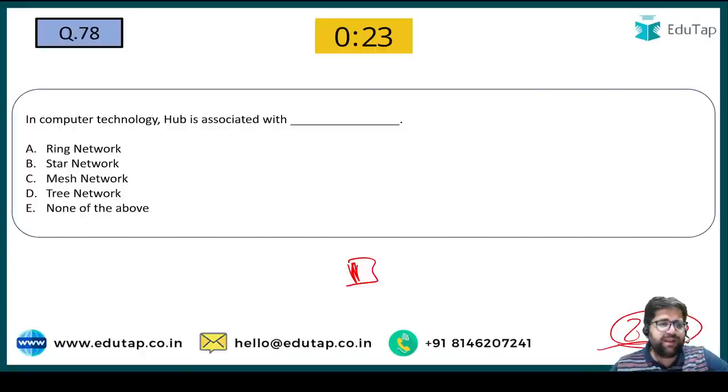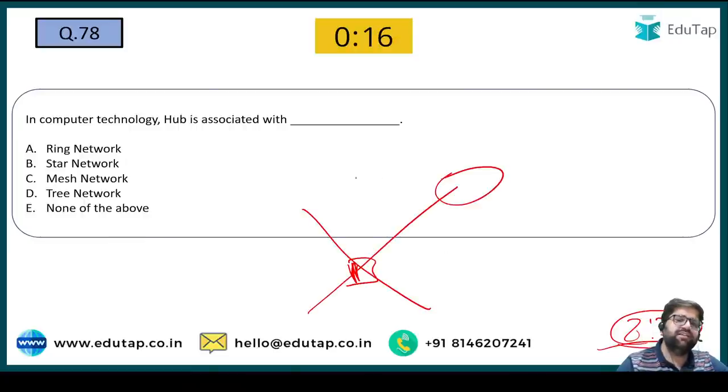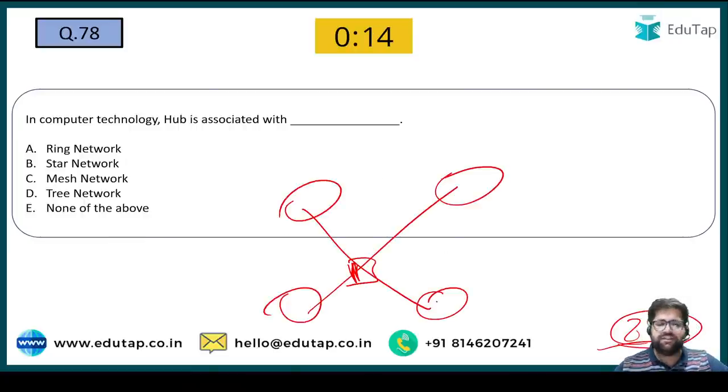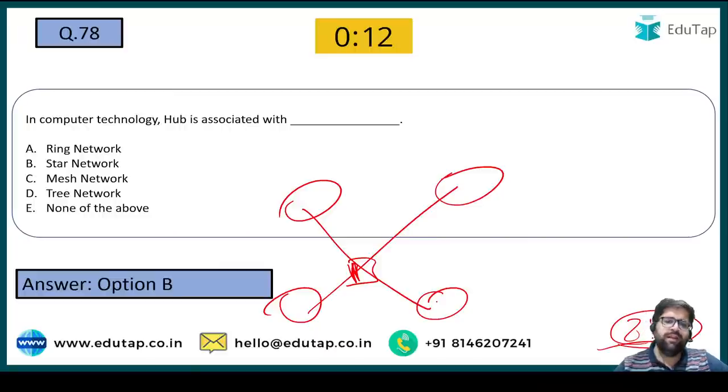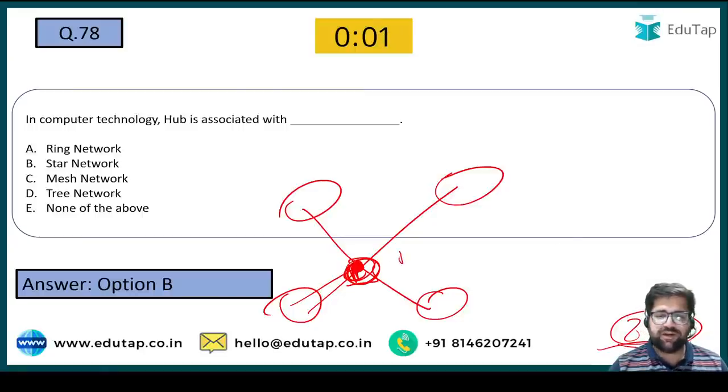78: people are saying B, star. Yes. What is a star network, my friends? If this is my hub, then this is my star. These are different computers which are connected. So this is your hub. Hub means that each and every person sharing information on this network, the hub will broadcast it. Now there is also a switch, my friends. Hub versus switch. I hope you know the difference.